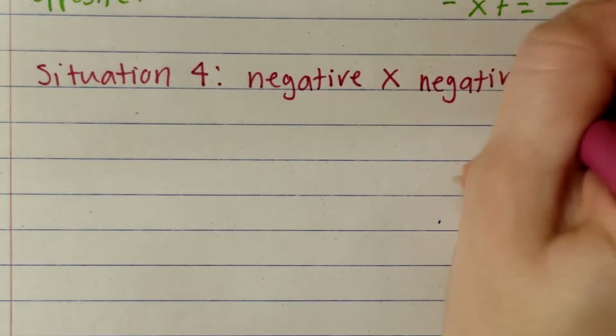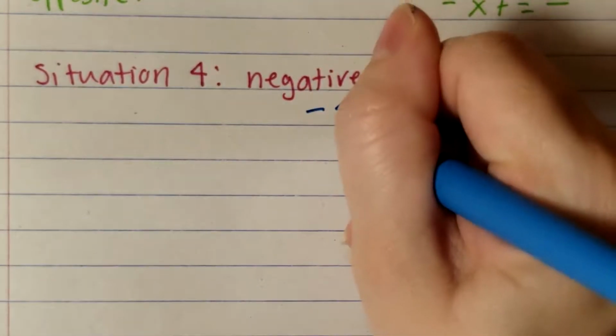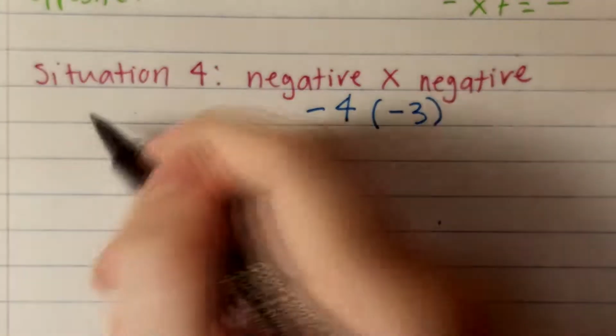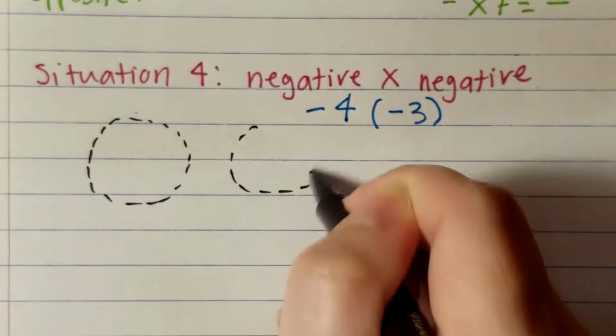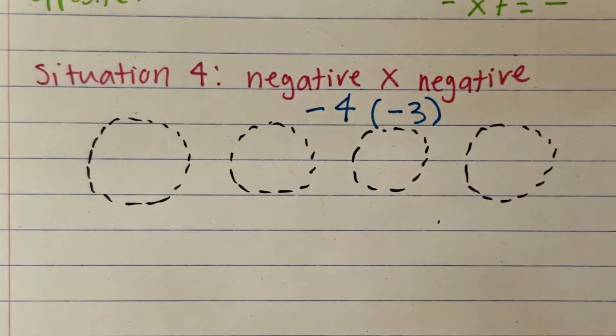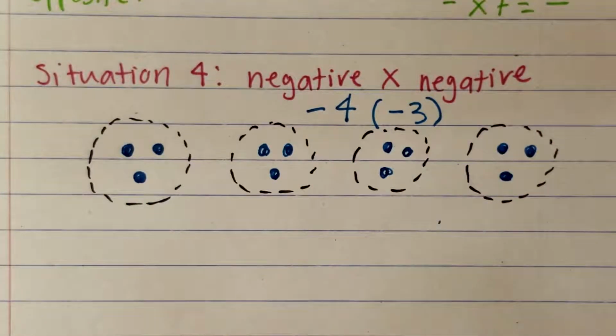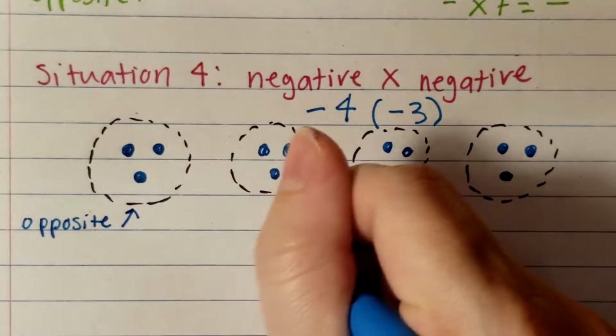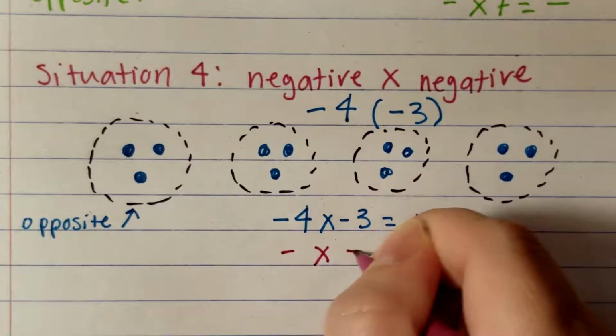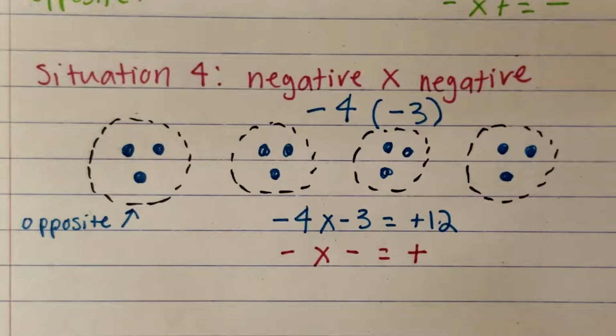Situation 4. A negative times a negative. Negative 4 times negative 3. Negative 4 groups of negative 3. To model this, we will draw 4 dotted circles for our negative groups. Remember, whatever is inside a negative group, it's really the opposite of that. And inside is 3 negative counters. But because of the group, it is now positive. And altogether, we have 12 positive counters. Negative 4 times negative 3 equals positive 12. So a negative times a negative equals a positive.